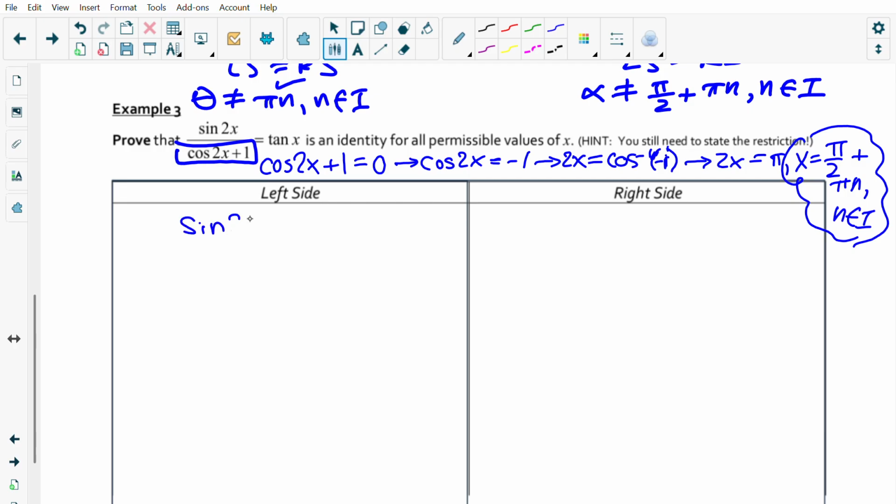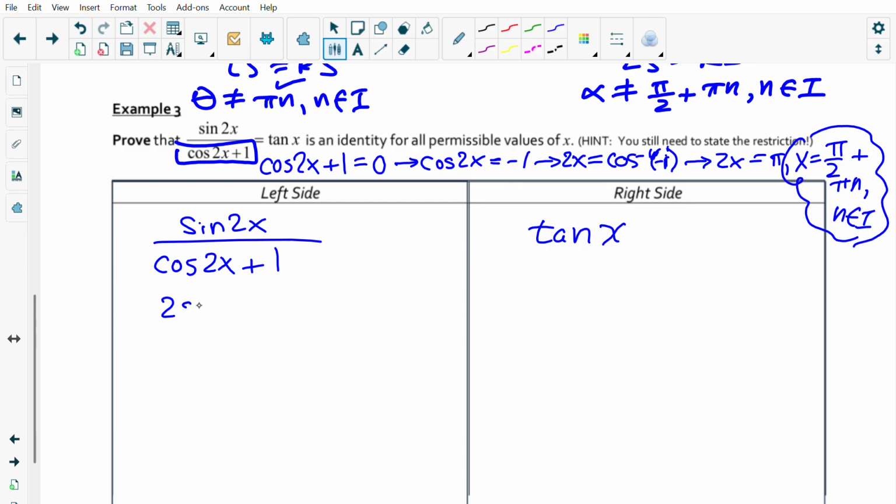Let's prove this identity. So I have sine of 2x over cosine of 2x plus 1 on the left side. On the right side, I have tangent of x. So I'm going to work with the more complicated side, which is the left side.